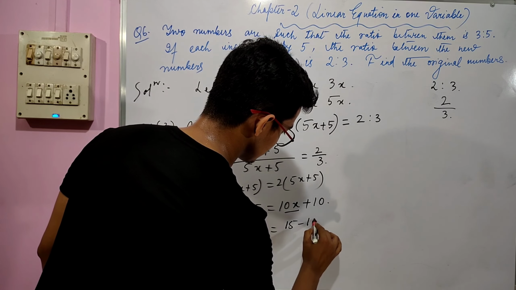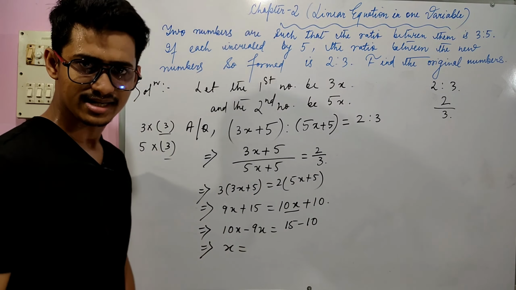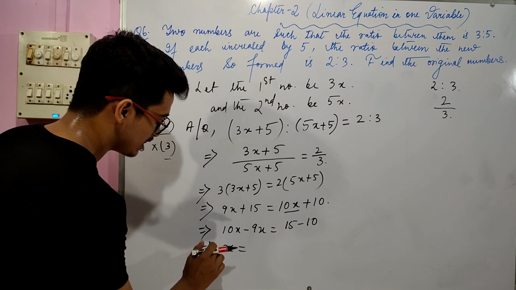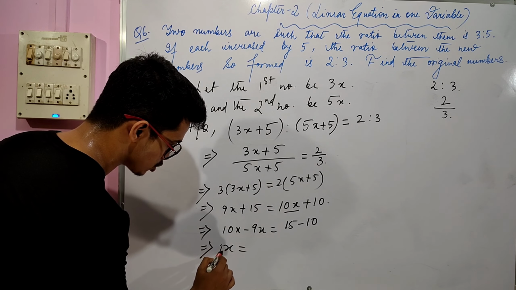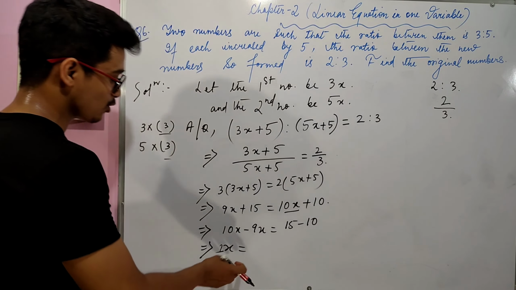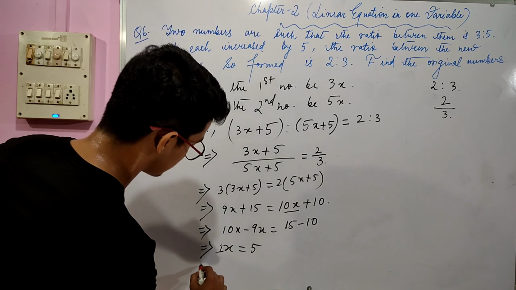15 minus 10. So here x will be equal to, because 10x minus 9x is nothing but x, the x will remain the same, and 10 minus 9 is 1. If nothing is there, it means it is showing us 1 as the coefficient of x. So we know all such things. So 15 minus 10 is 5. So x equal to basically what?